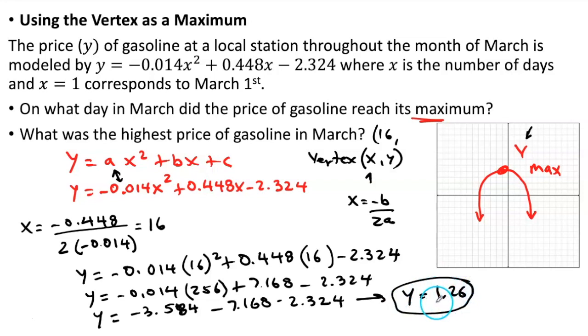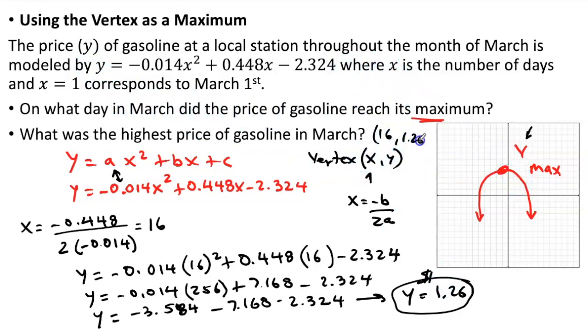Now let's answer the questions. What was the highest price of gasoline in March? Remember, highest price. The price is y. The highest price is the highest value of y, which is 1.26. So that's the highest price, $1.26. What day in March? Days is the x value. X value, my vertex is 16.